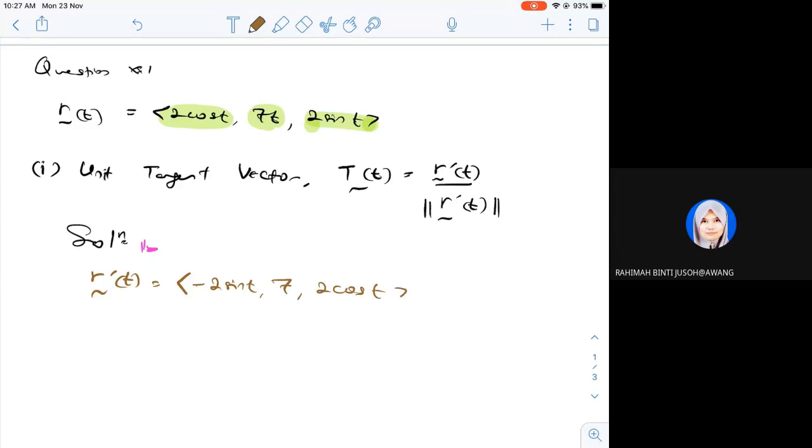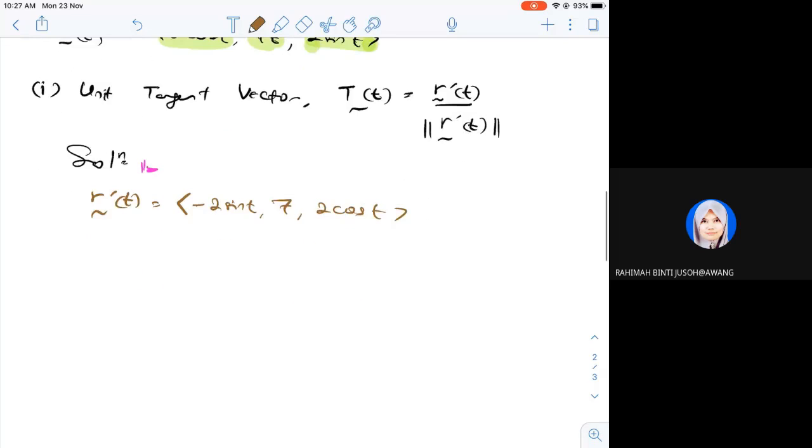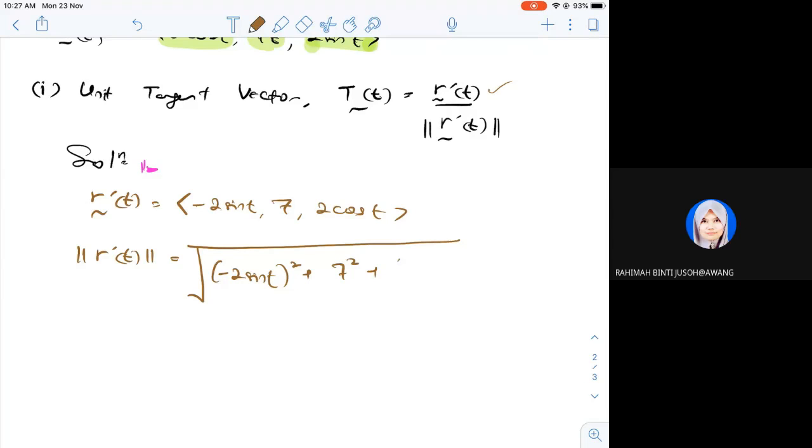Two cos t, like this. So the first part is already settled: we found r prime t. Next we need to find the magnitude of r prime t. The magnitude of r prime t is equivalent to the square root of negative 2 sin t squared plus 7 squared plus 2 cos t squared.